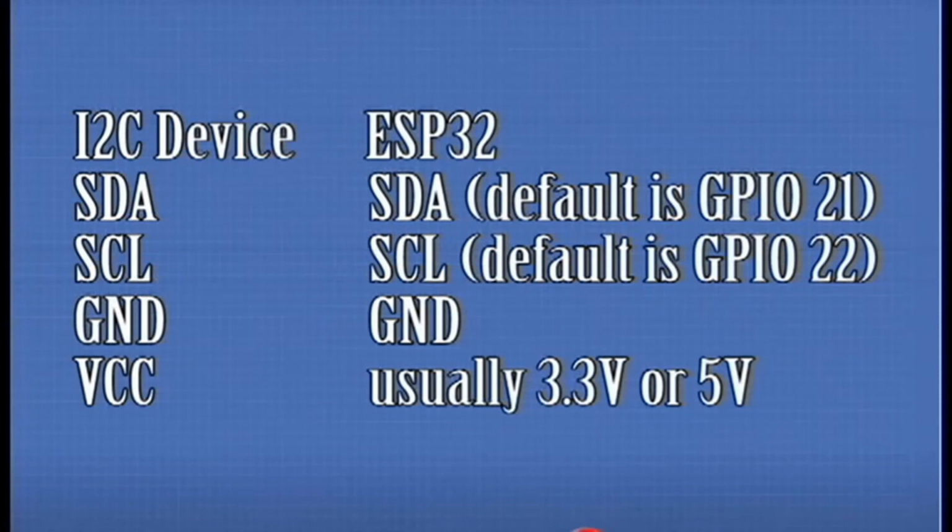Connecting an I2C device to an ESP32 is normally as simple as connecting GND to GND, SDA to SDA, SCL to SCL, and a positive power supply to a peripheral, usually 3.3 volts, but it depends on the module you're using. When using the ESP32 with Arduino IDE, the default I2C pins are GPIO 22, SCL, and GPIO 21, SDA, but you can configure your code to use any other pins.